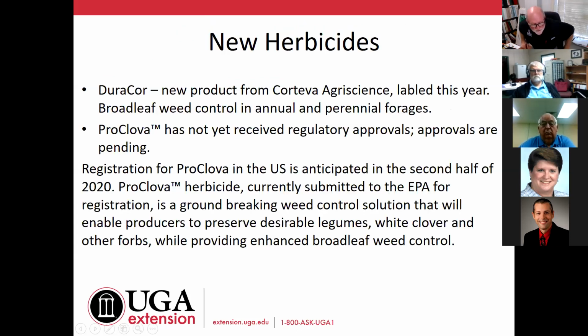I did want to make these 2 announcements. Many of you are probably aware that Duo-Core received its label this year. It is a new broadleaf weed control for annual and perennial forages brought to us from Corteva Agriscience. So that one is out there, and I'm hearing good things about its control. Corteva Agriscience also has another product coming called Pro Clova. It is not yet labeled, but it is anticipated in the second half of 2020.